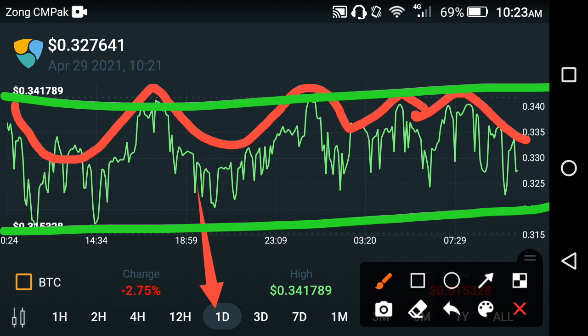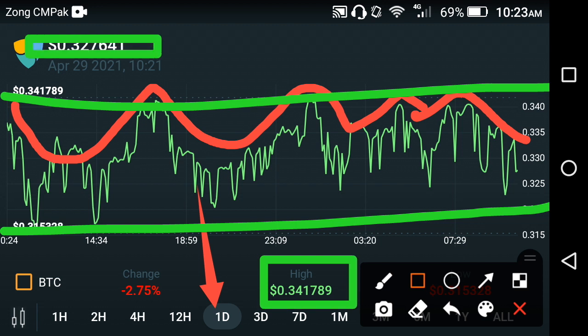And the highest price of XEM in the last 1 day is about 0.341789 USD, and the current price of the XEM coin is about 0.327641 USD, friends. So now what's the next move of the XEM coin? This time now they're in the falling mode.